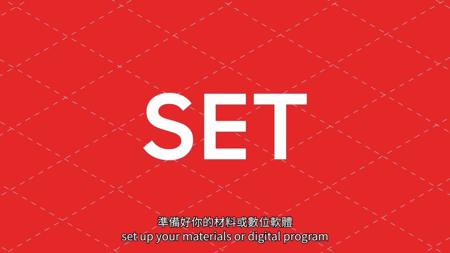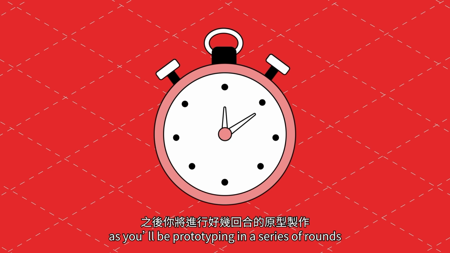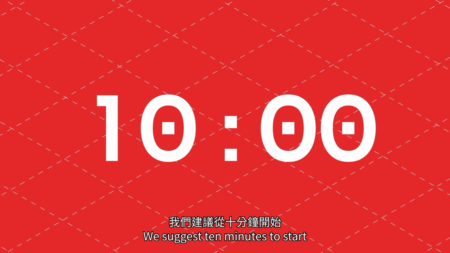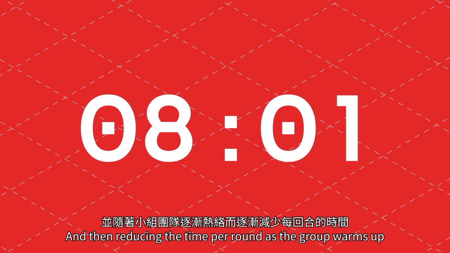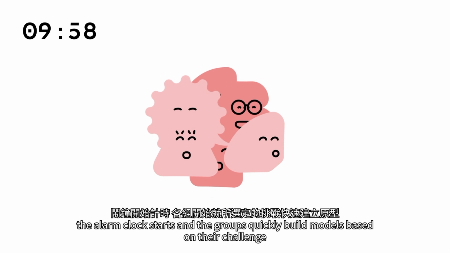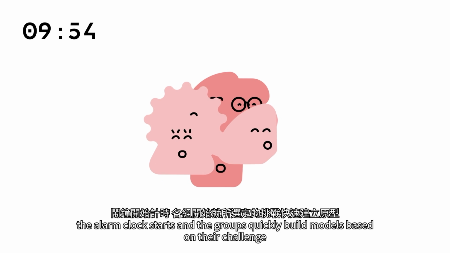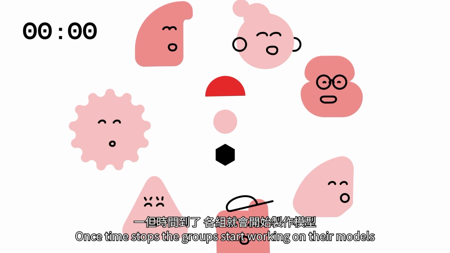First, set up your materials or digital program and get your alarm clock ready. As you'll be prototyping in a series of rounds, we'd suggest 10 minutes to start, and then reducing the time per round as the group warms up. Now the fun begins. The alarm clock starts and the group quickly build their models based on their challenge. Once time's up, the group stops working on their models.